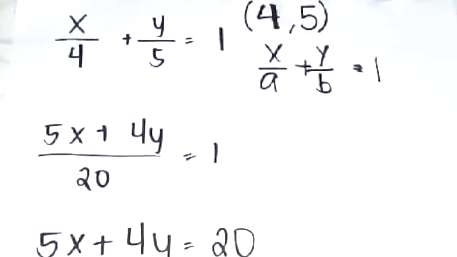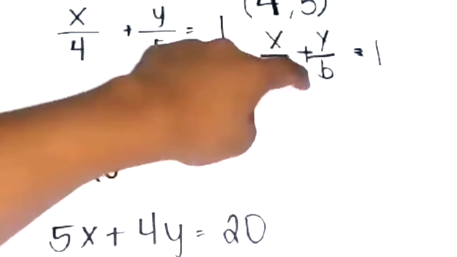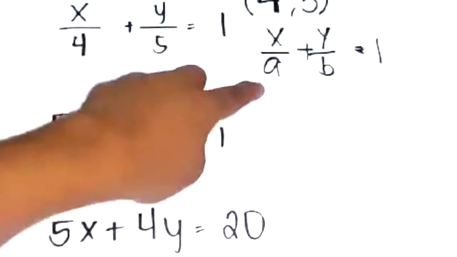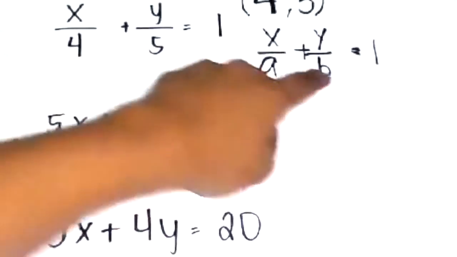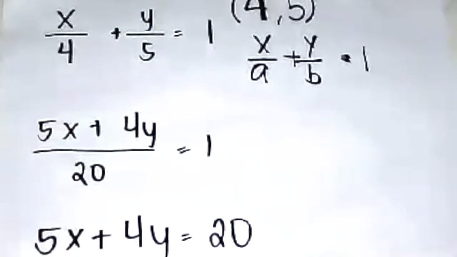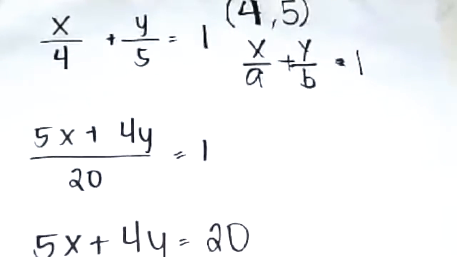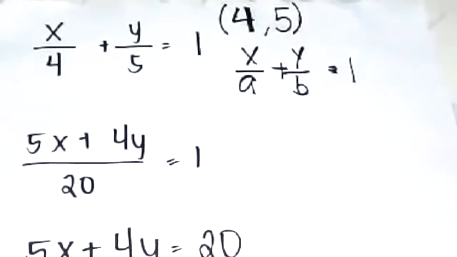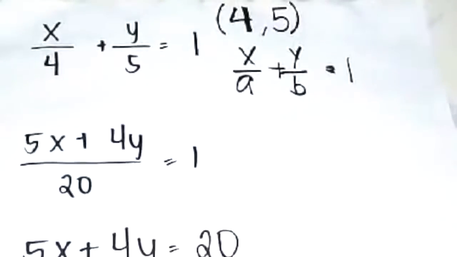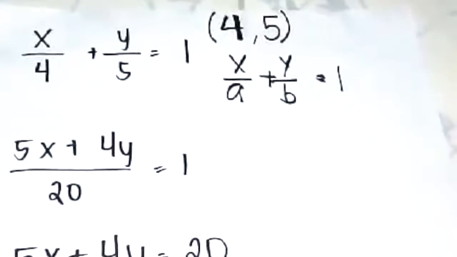The formula in getting the intercept form is x over a plus y over b equals 1. A represents the x-intercept and b represents the y-intercept. For example, the given points are 4 and 5. The way in getting the equation of a line is by applying the intercept form. This form is useful when there are given points a and b. So we will plug in the values for the respective variables.